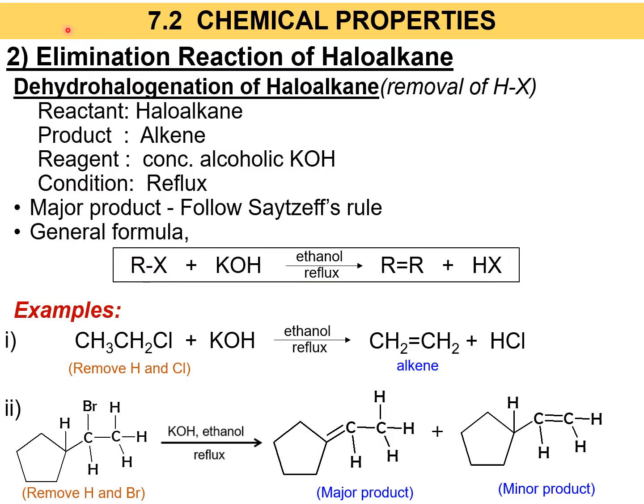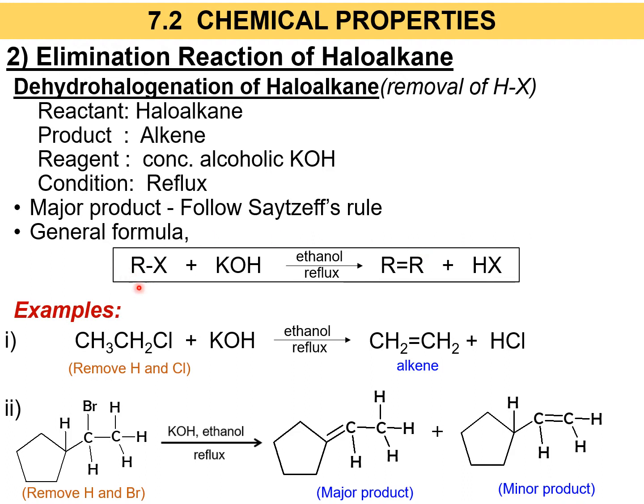Alright, so the next chemical property of haloalkane is the elimination reaction of haloalkane, and the name of the reaction is dehydrohalogenation of haloalkane, where we will remove halogen and hydrogen at the neighbor carbon. Okay, so this is the general formula. I believe that you have met this bila you nak prepare alkene, right?